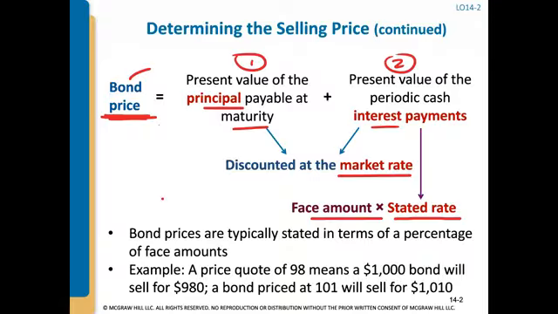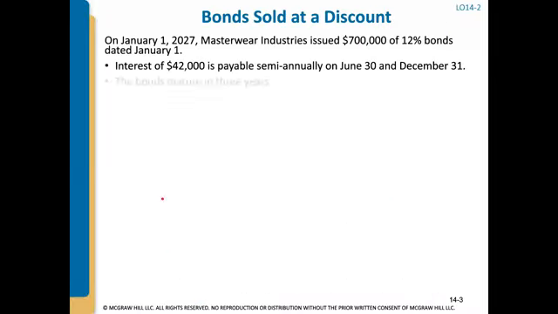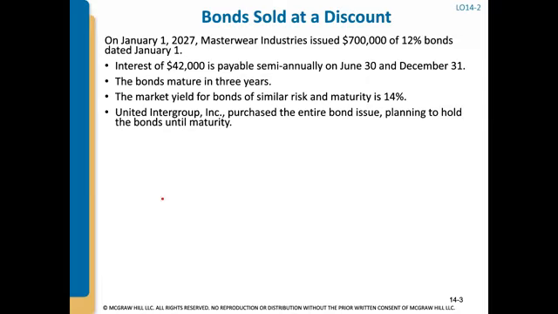Bond prices are typically stated in terms of a percentage. So if you have a bond sold at a discount, a quote price of 98 means $1,000 bond is sold at 98% of its face amount, and that means it's sold for $980. And a $1,000 bond that's sold at 101 means it's sold at 101%, which would make the bond $1,010.